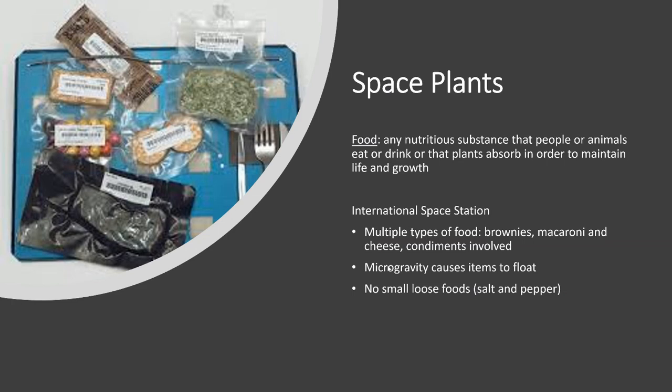Continuing on, space plants. So, what we do with plants is we eat them. We eat them because they're food. Food is anything that is a nutritious substance people or animals eat or drink, or that plants themselves can absorb in order to maintain life and growth. Plants absorb energy from the sun, they absorb minerals from the soil, they absorb CO2, and all that goes into making glucose, which is what they use for energy.